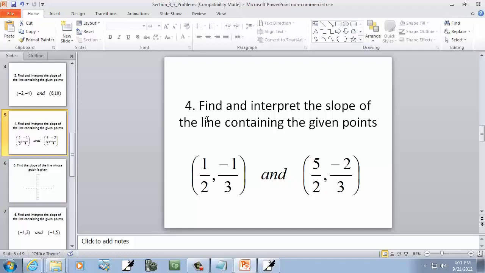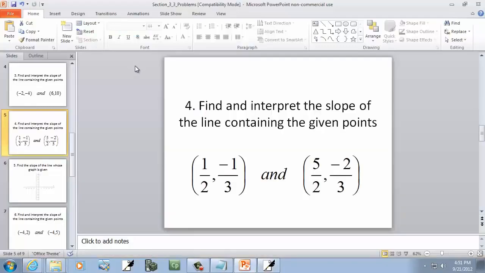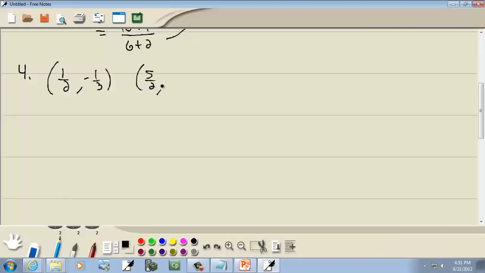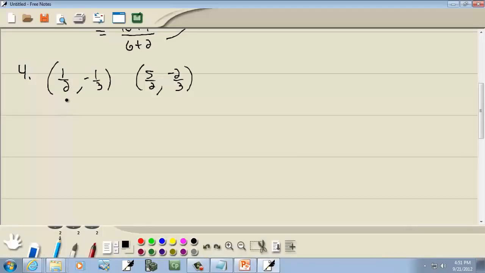Let's take a look at this. Got 1/2, negative 1/3, and 5/2, and negative 2/3. And the same instructions, find the slope. Well, this is x1, this is y1, this is x2, and this is y2. Our formula is y2 minus y1 over x2 minus x1.